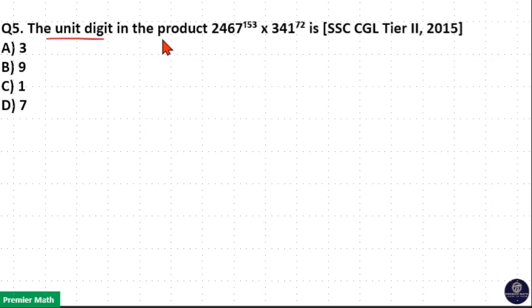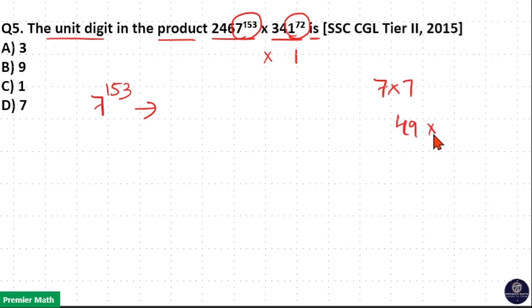The unit digit in the product 2467 raised to 153 into 341 raised to 72 is? Here, to find the unit digit of this product, just find the unit digit in 7 raised to 153 and 1 raised to 72. Now, 1 raised to 72 is 1. So, we need to find out the unit digit in 7 raised to 153. To find that, here 7 into 7 is 49. 49 into 49, the unit digit is 9 into 9, 81. 1 is the unit digit in 7 raised to 4. So, in that case, write 7 raised to 153 in terms of 7 raised to 4.